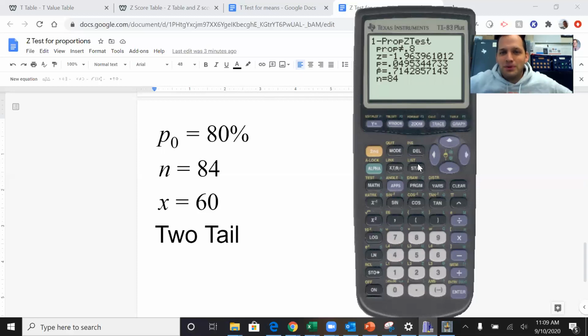We get a p-value of 0.049. More than likely, we would reject in this case. Very good. In this case, we probably would reject the null hypothesis that it's 80%.